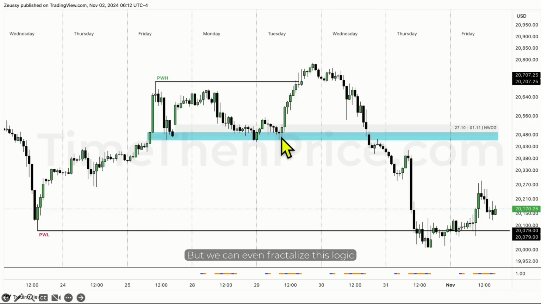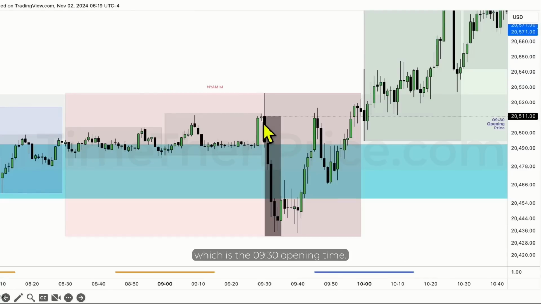But we can even fractalize this logic by paying attention to the most important opening time, which is the 9:30 opening time. Here we are on the 1 minute time frame, and what you can see is that from 9:30 we initially run higher, take out buy-side liquidity resting above this high and the previous cycle high, and we then see the market suddenly drop towards the downside. Do you see this sequence of down close candles right here?